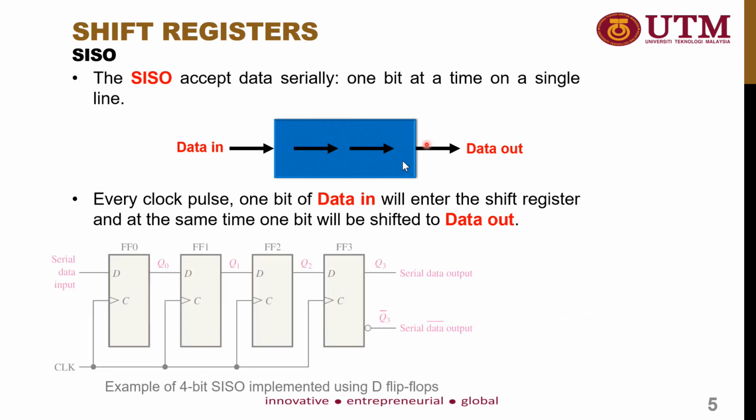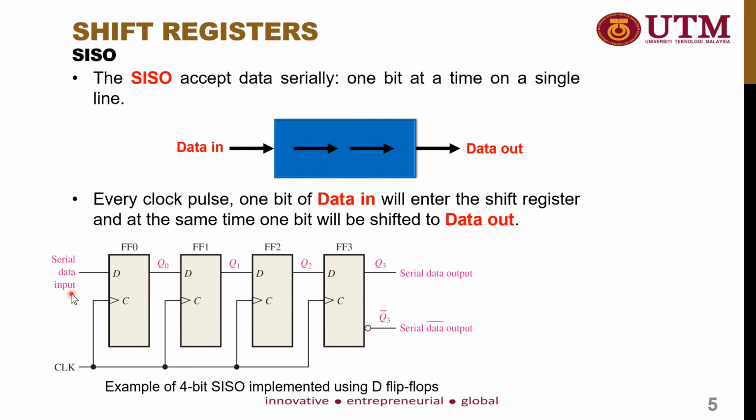This is an example of a 4-bit serial in serial out shift register implemented using D flip-flops. You see here the circuit of the 4-bit serial in serial out. From here you can see that the clock input is connected to each flip-flop, so that at each clock the changes will be taken at each flip-flop. Each flip-flop will change at every clock cycle.